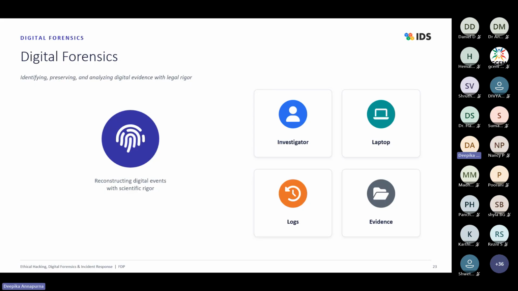Okay, someone stole confidential information from the organization. Immediately, the other person will come and ask, what happened? When did it happen? How did the attacker try to enter? Which systems were affected? And who is responsible for all these things? So these questions will be answered through digital forensics.